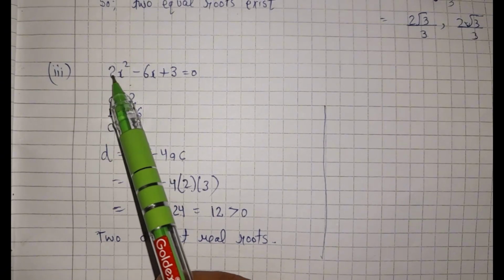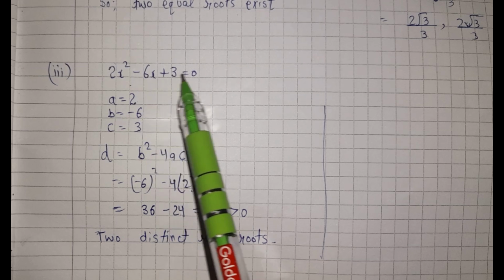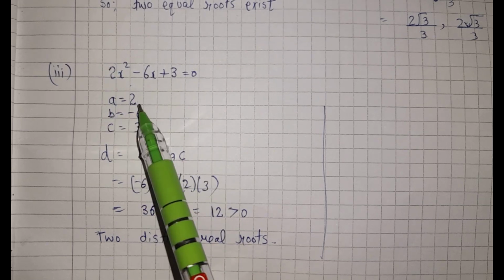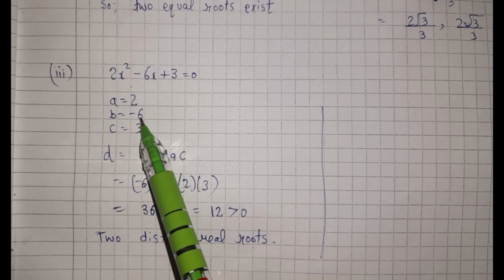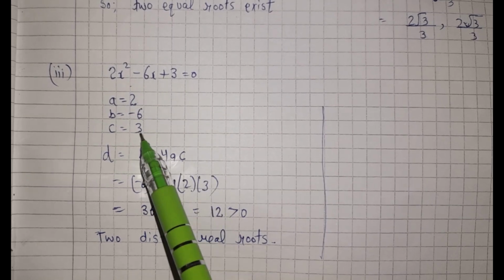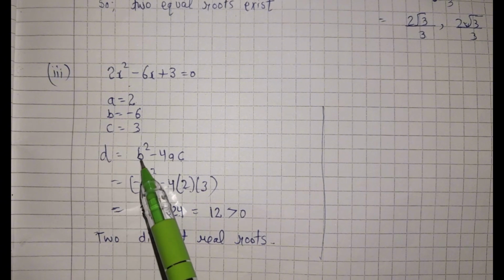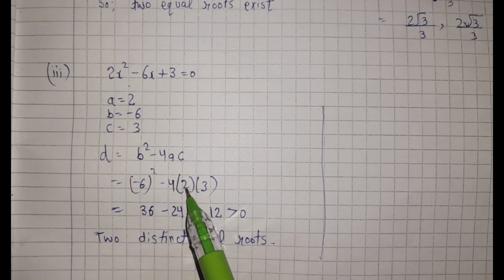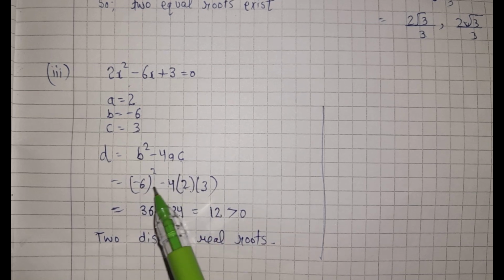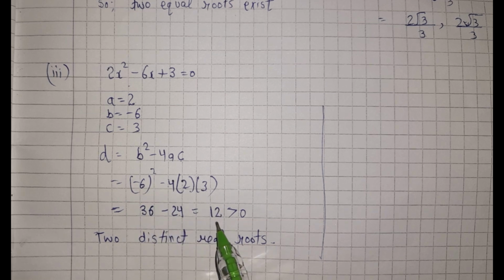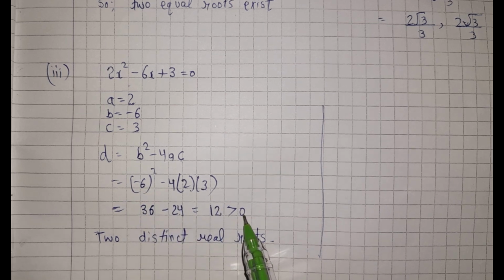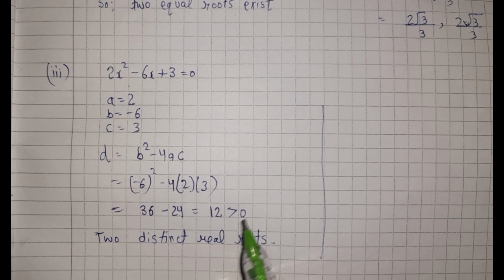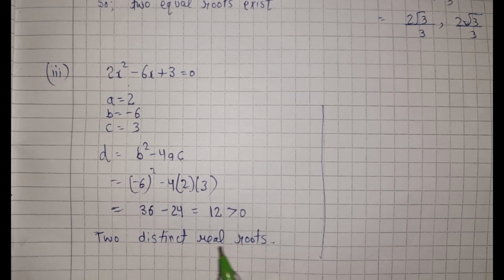Third part, 2x² - 6x + 3 = 0. Here a = 2, b = -6, c = 3. So the discriminant = b² - 4ac, with b = -6, a = 2, c = 3. After solving, we will have the discriminant = 12, that is greater than 0. If the discriminant is greater than 0, we will have two distinct real roots.